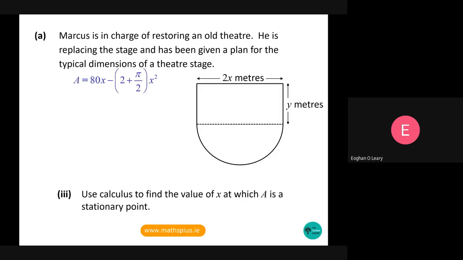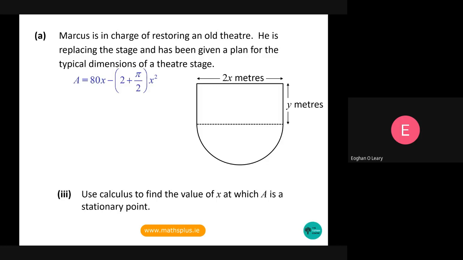Now, it says use calculus to find the value of x at which A is a stationary point. So, okay, there's a bit of vocabulary in there. Calculus, you hopefully know, is differentiation and integration. So for us, in this case, hopefully you're going to spot that it's differentiation. The stationary points are going to be the max and the min.